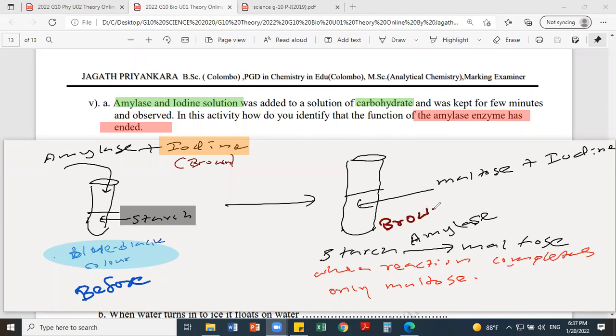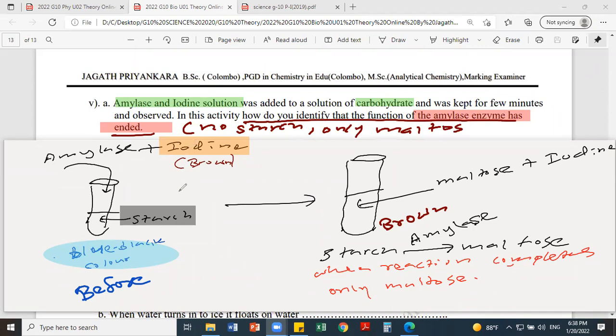How do you know when the reaction is over? That's what they asked me. In this activity, how do you identify that the function of amylase has ended? When the amylase function is ended, what happened? No more starch. That means no starch left. No more starch. No starch, only maltose. When the amylase action is over, no starch, only maltose will be left. Then blue color will disappear and brown color of iodine will appear.